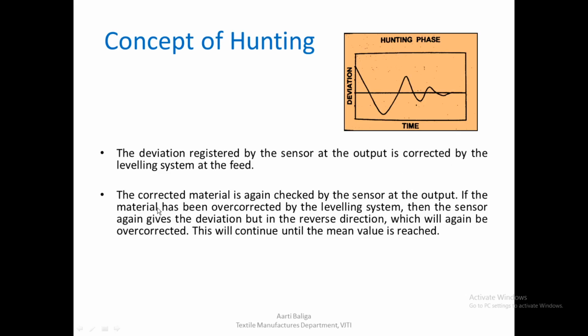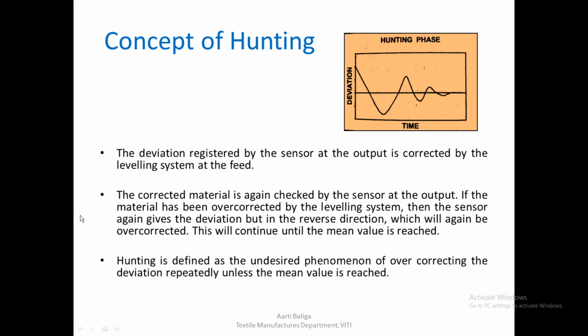So the corrected material is again checked by the sensor at the output. If the material has been overcorrected by the leveling system, then the sensor again gives the deviation, but in the reverse direction, which will again be overcorrected. So this will continue until the mean value is reached. So this concept is called hunting. Hunting is defined as the undesired phenomenon of overcorrecting the deviation repeatedly unless the mean value is reached.